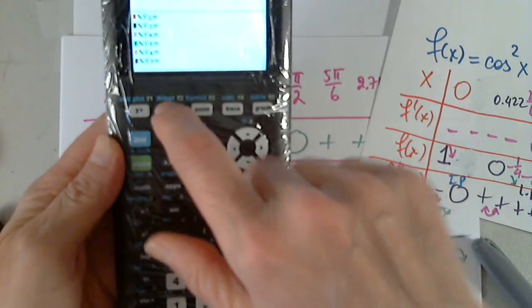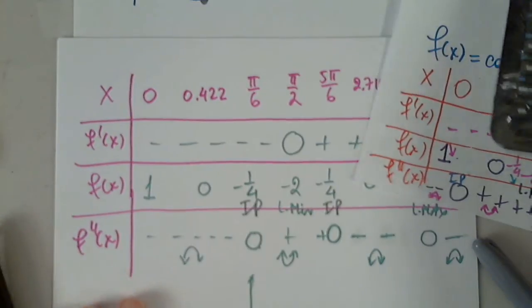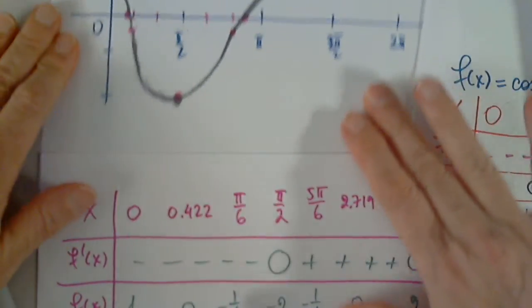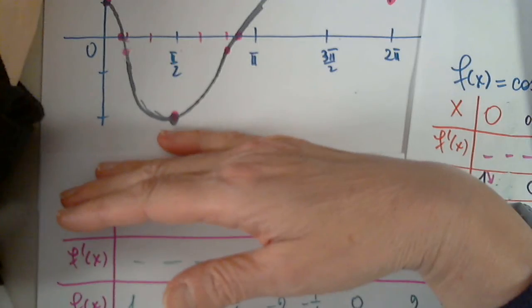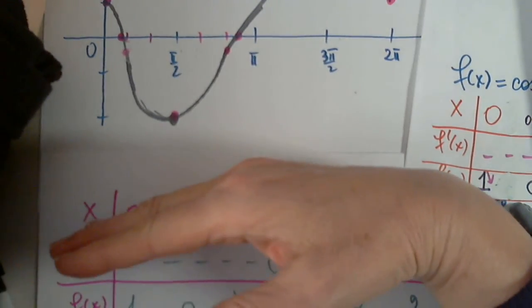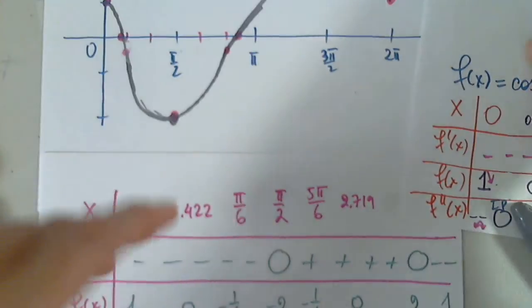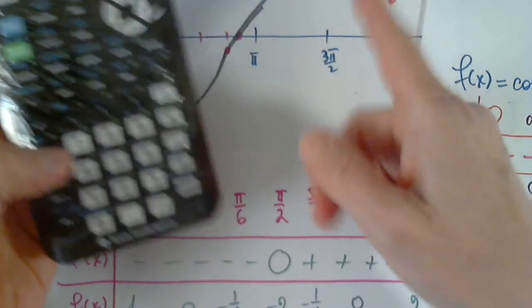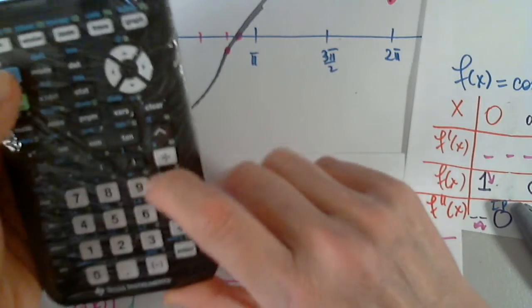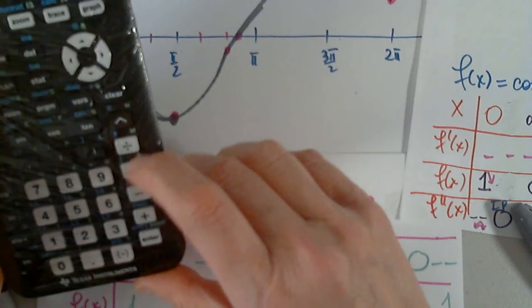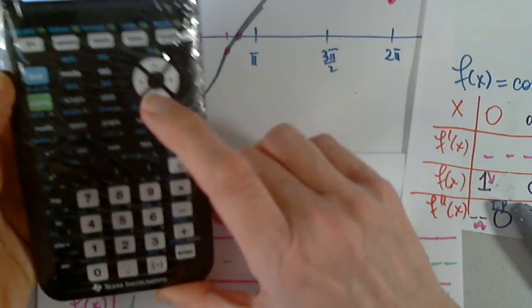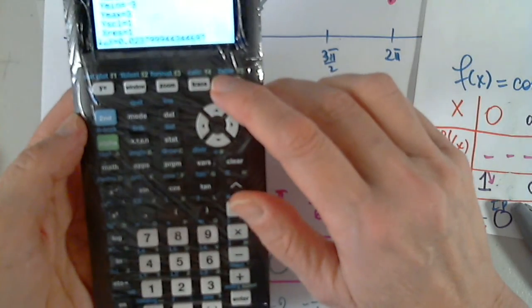Okay, so I have that. Now I need the viewing window. So this is very important. I know that the action is between 0 and 2 pi, and only between negative 2 and positive 2. So I'm going to go a little further, negative 3 to 3, 0 to 2 pi. So x minimum, 0. X maximum, 2 pi. And I want the scale of maybe pi over 6. Y minimum, negative 3. Y maximum, 3. And I'm going to press graph.